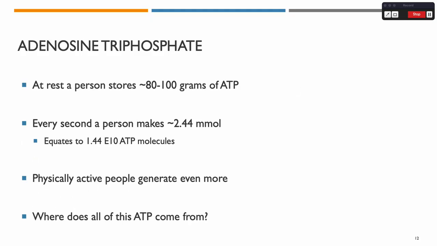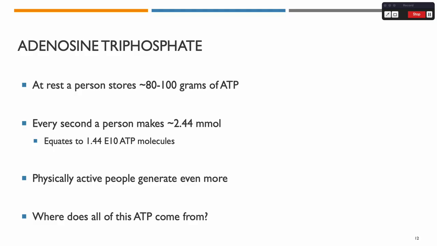A couple things to note with ATP: at rest, a person stores about 80 to 100 grams of ATP. If we pulled all the ATP out of your body, it would weigh somewhere between 80 and 100 grams. You may say, well, that seems like a good bit. But in all honesty, that's only about a few seconds' worth of life. If you stopped making ATP right now, you would only live for about 3 to 4 more seconds before your ATP runs out. You would have no energy, and therefore you would die.